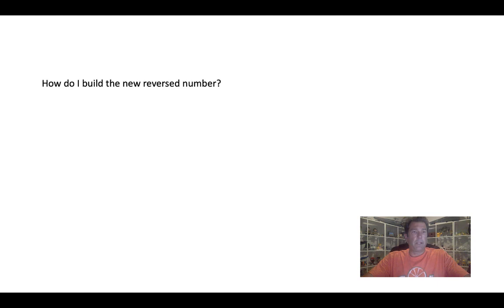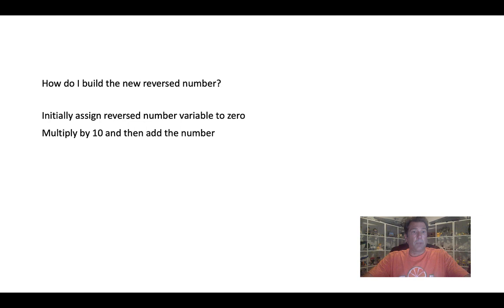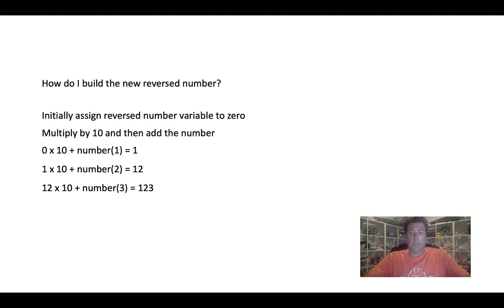And then finally, how do you build the reverse number? We're initially going to assign the reverse number to 0, and then we're going to multiply it by 10 and then add the number. So what does this look like? The first time through, 0 times 10 is just going to be 0, so we'll just add the number, 1. Now the second time through, 10 times 1 is 10, plus the number 2, 12. And finally, we get 120, add 3, and we've successfully reversed the number and stored it in a new variable. All right, so let's code this.